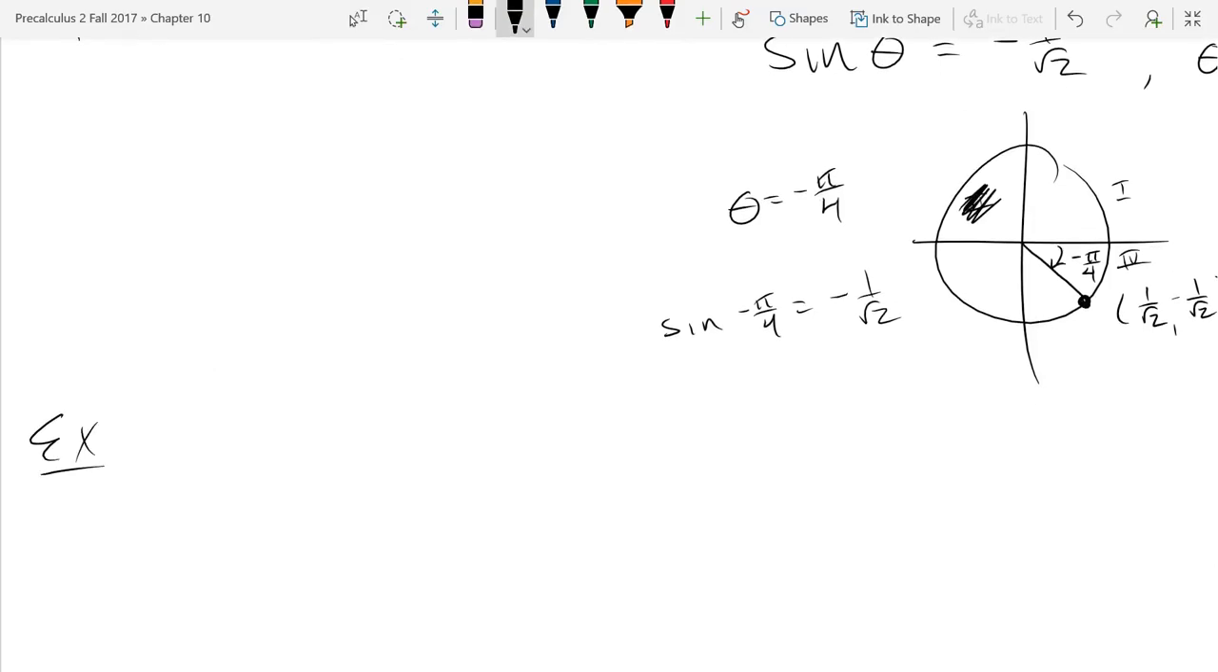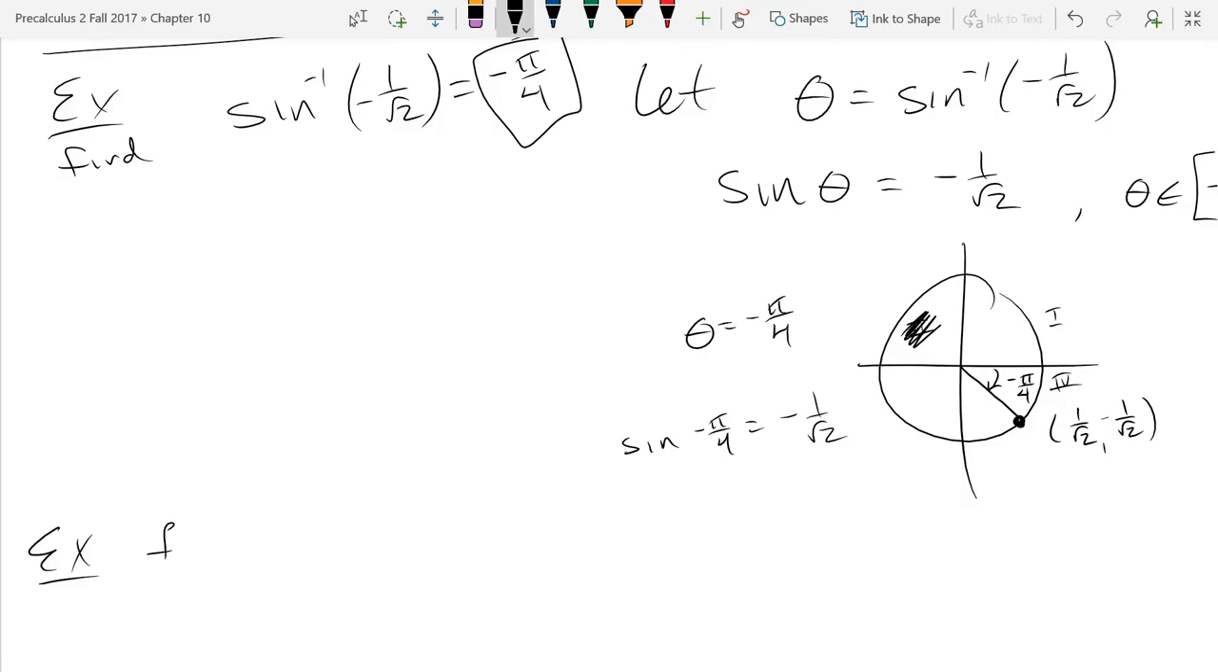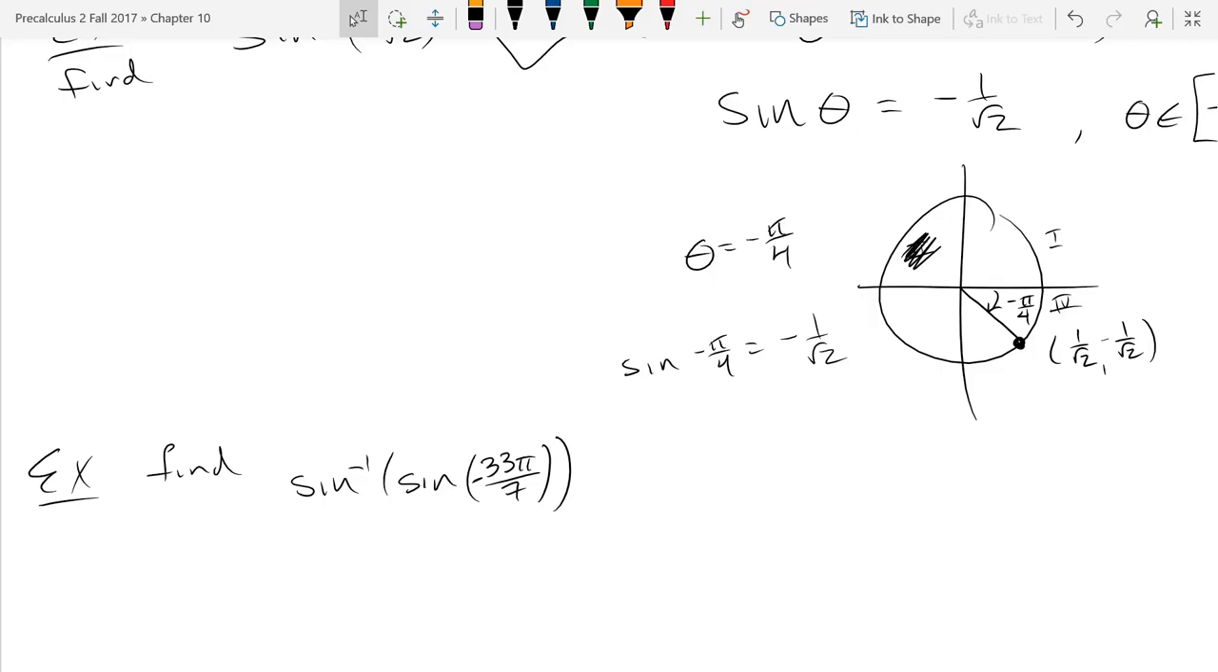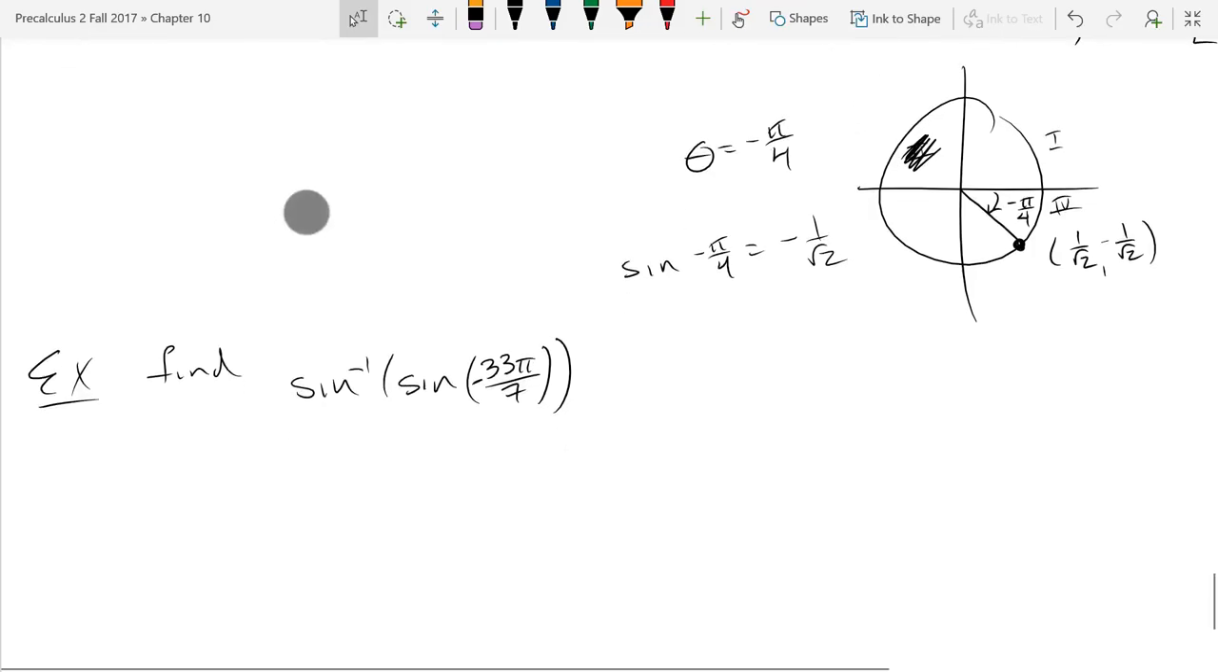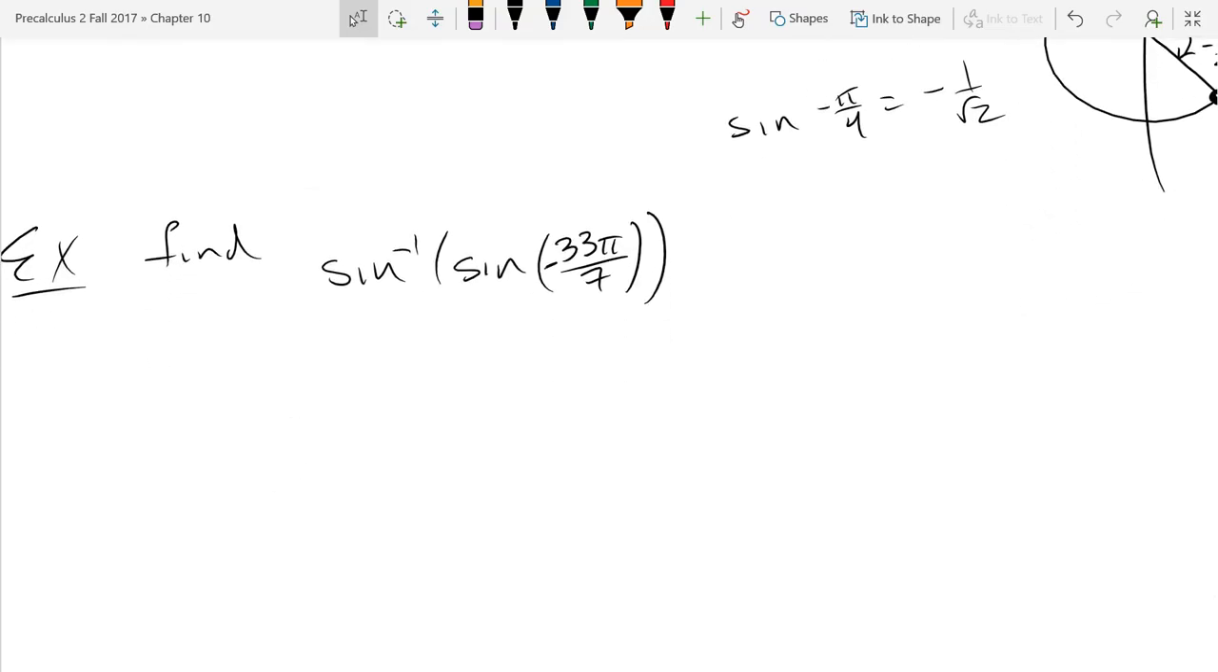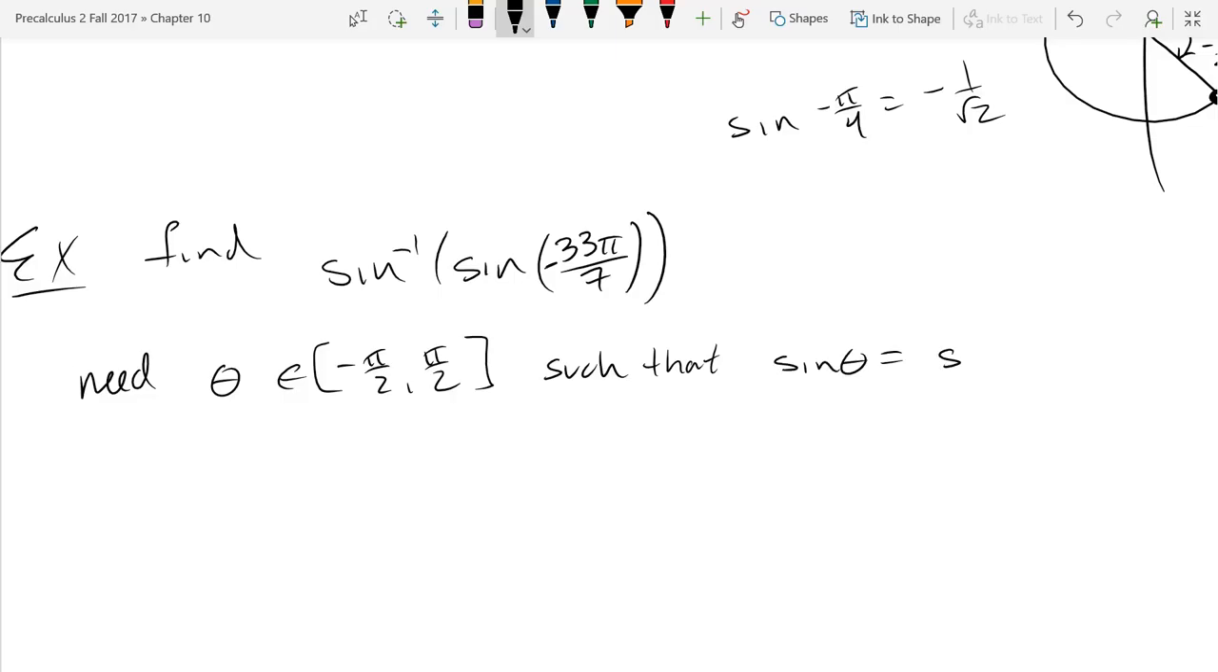So we'll do some cancellation examples now. Let's do negative 33 pi over 7. That's definitely not between negative pi over 2 and positive pi over 2, so this is not going to equal negative 33 pi over 7, for sure. So we're going to need a theta between negative pi over 2 and positive pi over 2, such that sine theta equals sine of negative 33 pi over 7.